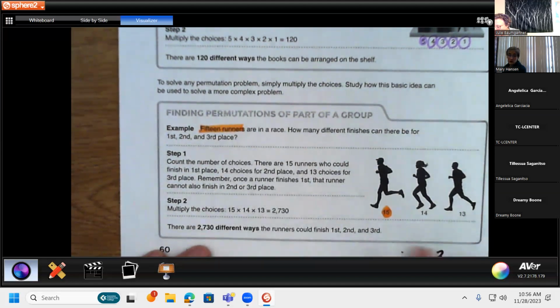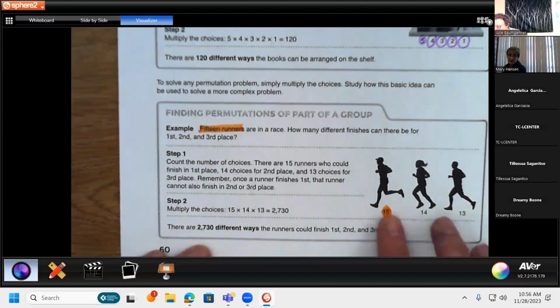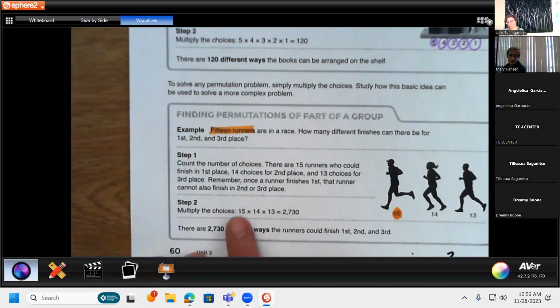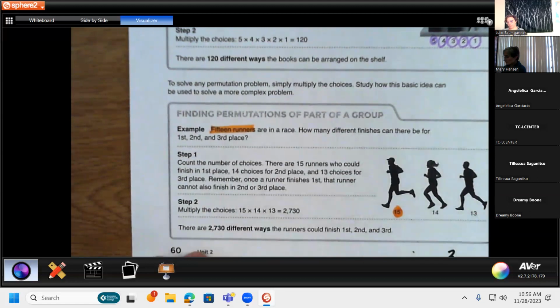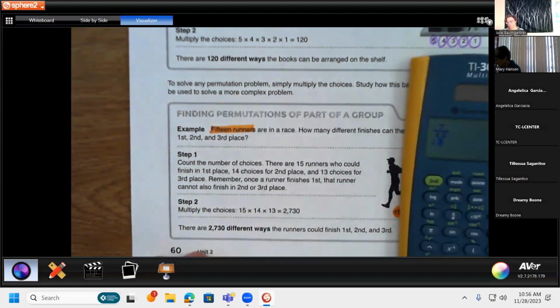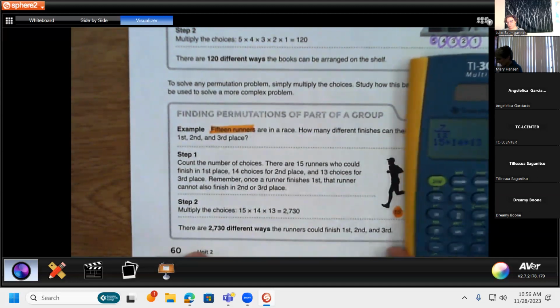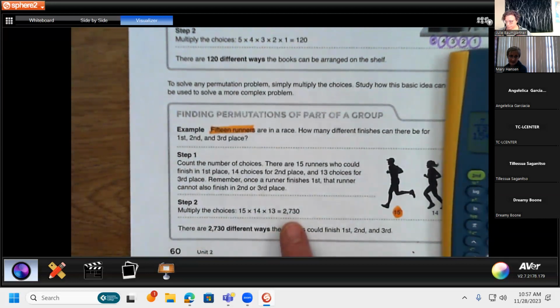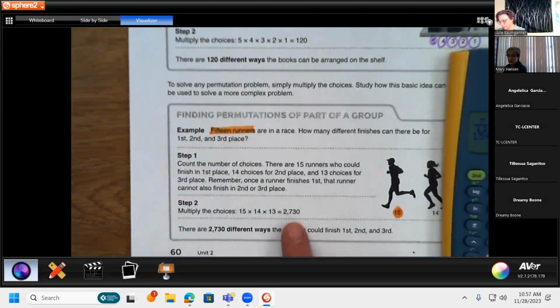So in this problem, we're only going to multiply first, second, and third place because that's all we want to know. And so you multiply 15 times 14 times 13. And I assume their math is correct. 15 times 14 times 13. There are 2,730 ways that 15 runners could place first, second, and third.